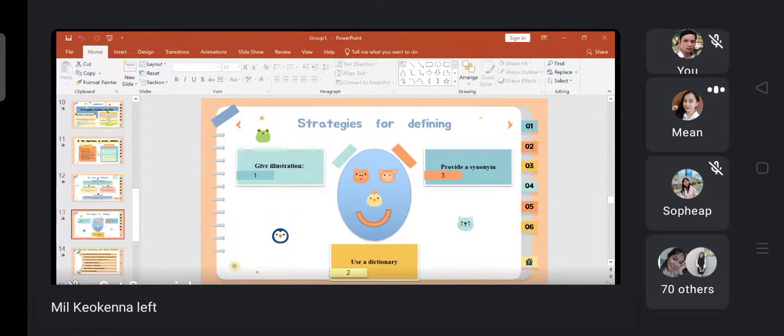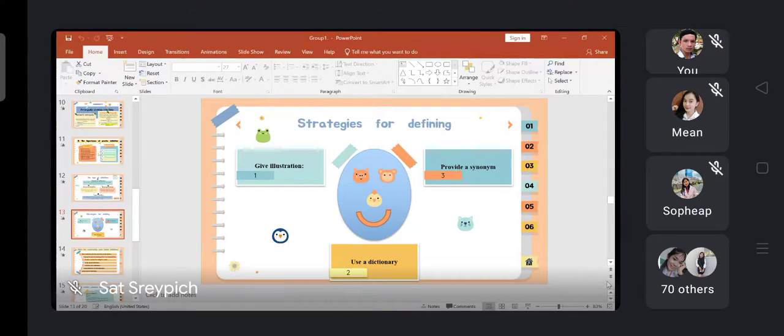Thank you. Good evening, teacher, and good evening, classmates. My name is Hong Bin Ho. I am responsible for the point strategies for deepening. Strategies for deepening has three points. The first skill is illustration.